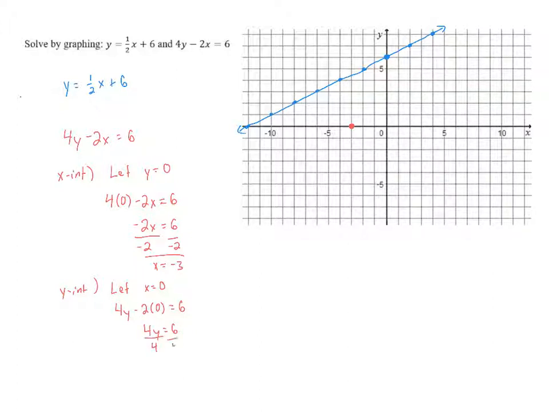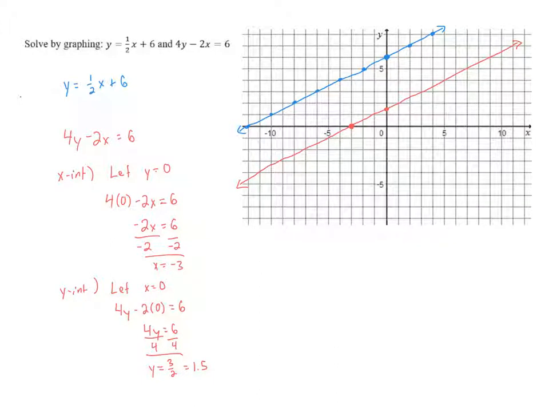To get y alone, we divide both sides by 4, and 6/4 reduces to 3/2, which is the same as 1.5. So our y-intercept is going to be at 1.5, which is halfway between 1 and 2. So our y-intercept is there, and we can connect the dots to draw our line. And it's going to look like that. Down here, it's going to look like that.